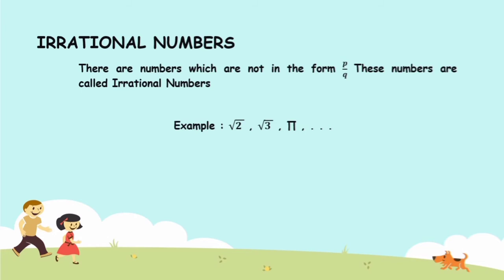Suppose there are numbers which cannot be expressed in the form of p by q, which are opposite to rational numbers. Yes, these are called irrational numbers. The numbers which cannot be expressed in the form of p by q are called irrational numbers. Examples: root 2, root 3, pi, and many such examples we can give. These are called irrational numbers.